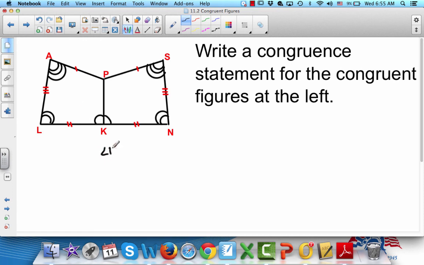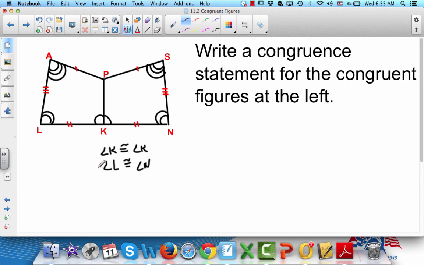Angle K is congruent to, yes, we've got one tick mark here on angle K and one tick mark here on angle K. So there's an angle K in both of them, okay? Then over here we've got angle L is congruent to angle N.